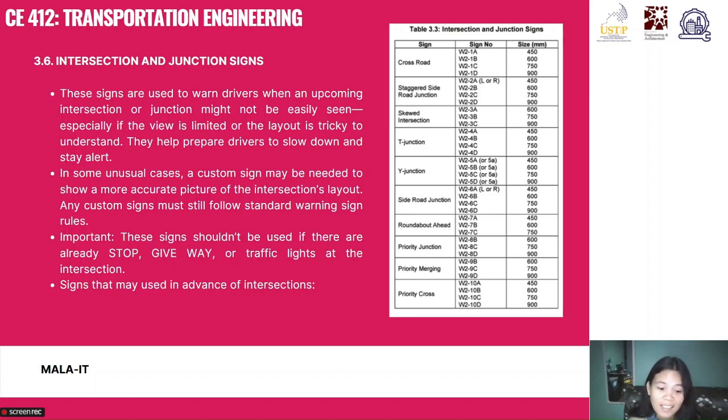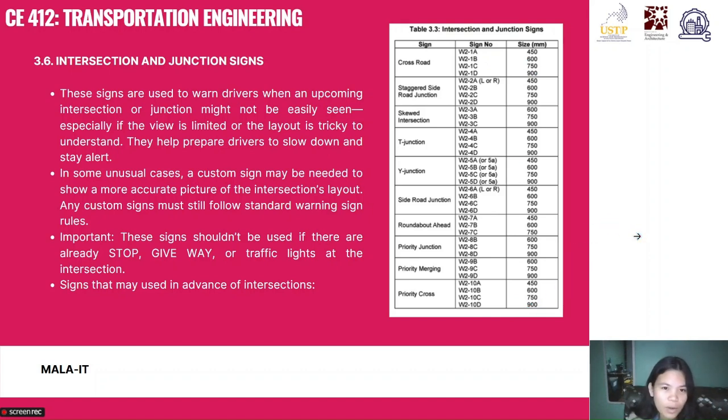So these signs are intended to prepare drivers for intersections or junctions that may not be immediately visible or are complex in layout. So, they are not to be used when intersections are already controlled by stop signs, giveaway signs, or traffic signals. So, the picture you see on the screen now shows the signs for intersection and junction, and indicated here are the sign numbers and the sizes of these signs.